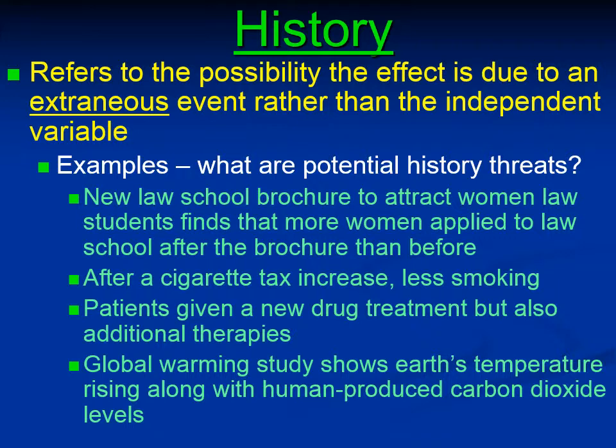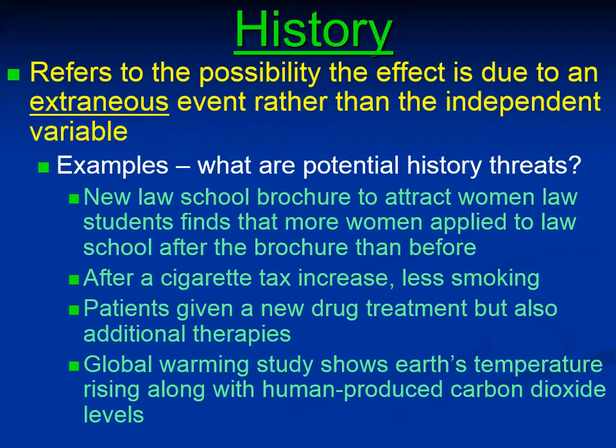And then here's one that actually shows up when people are arguing about global warming sometimes. A study showing a correlation between atmospheric carbon dioxide levels produced by humans and a rise in the Earth's average temperature could be threatened if the recorded temperature rises could also just be a function of the natural variations in climate rather than carbon dioxide produced by humans.